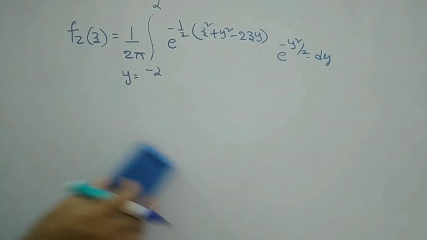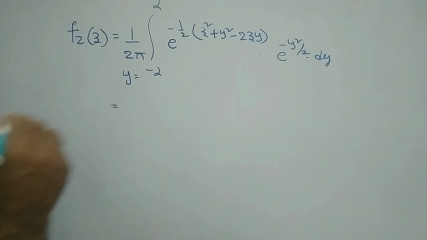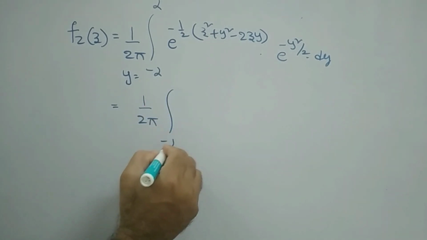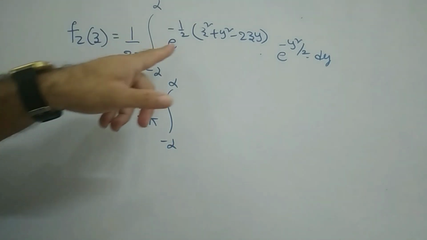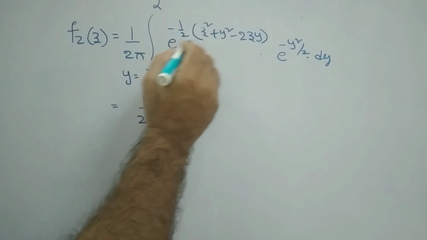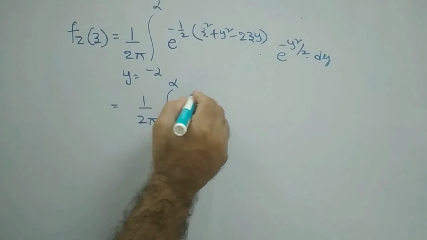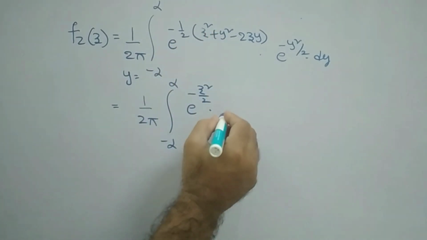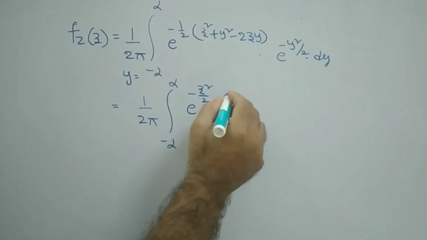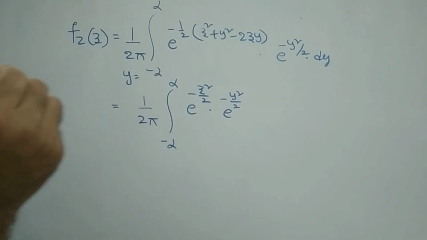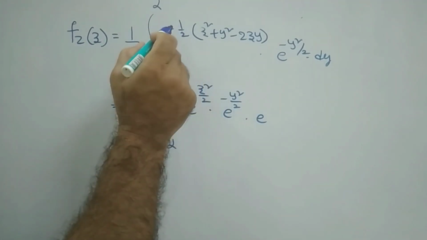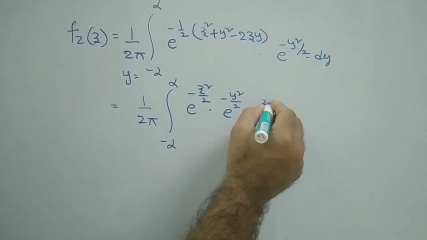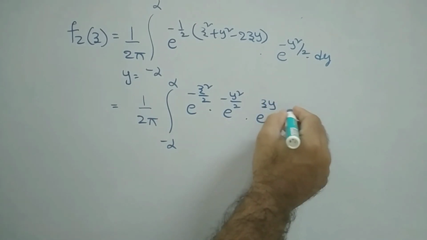Now, the next step will be like this. This is equal to 1 by 2 pi as it is, and then the integral from minus infinity to plus infinity. If you expand this further, it can be written like this: e power minus z square by 2 into e power minus y square by 2, just expanding this, into e power minus of minus plus, it is 2zy by 2, the 2 can get cancelled, so you get e power zy, into e power minus y square by 2.